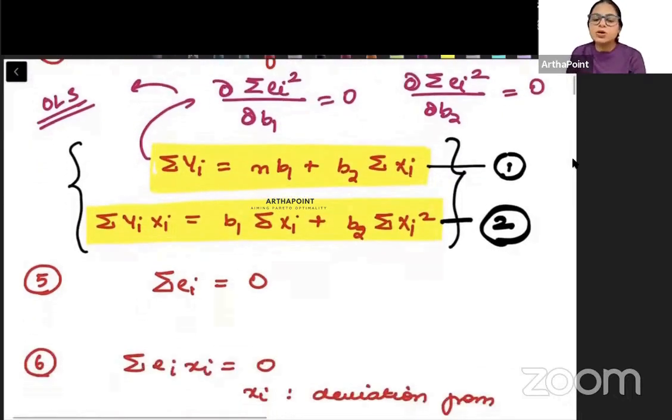There is another way to remember the normal equation. If you look here, in the second equation xi has been multiplied. Here in the second equation xi has come, here also in the second equation an extra xi has come. So that is just a way in which you can remember the normal equations.